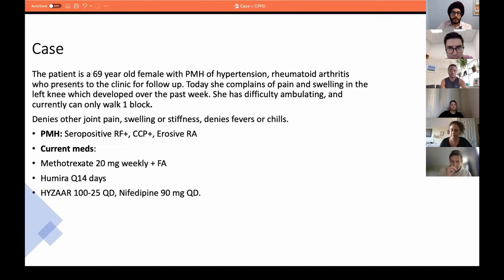So the patient is a 69-year-old woman with history of hypertension, RA, who presents for follow-up. She was complaining of pain and swelling in the left knee, which developed over the past week. At the time of the visit, she was having trouble walking and said she could walk only 1 block, where before she didn't have trouble walking.